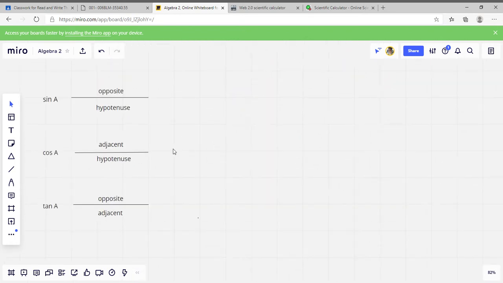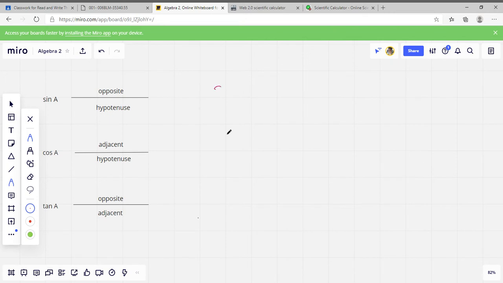So for sine, we have the opposite over the hypotenuse. For cosine, it's when we have the adjacent over the hypotenuse. And for a tangent, it's opposite over adjacent. And to remember this, you can use a little mnemonic device called SOHCAHTOA.